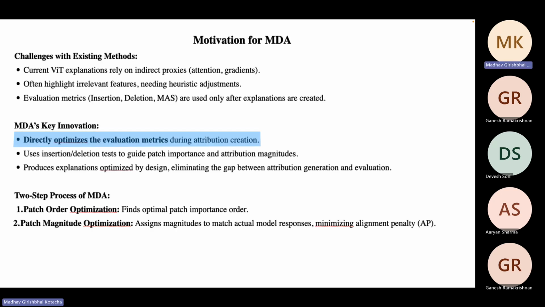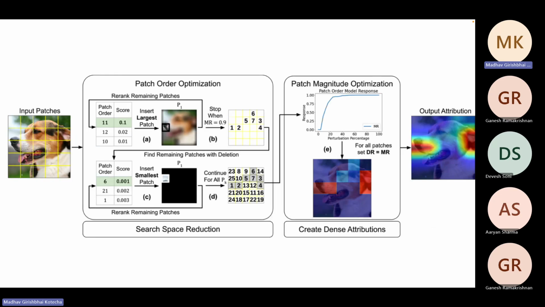So the motivation for MDA is this. Previously, gradient or attention-based attribution techniques would create an attribution and then it would be tested on the insertion and deletion tests. MDA takes the tests and tries to get the attribution based on the tests only. This is done in two stages: first patch order optimization and then patch magnitude optimization. So we'll see the architecture.